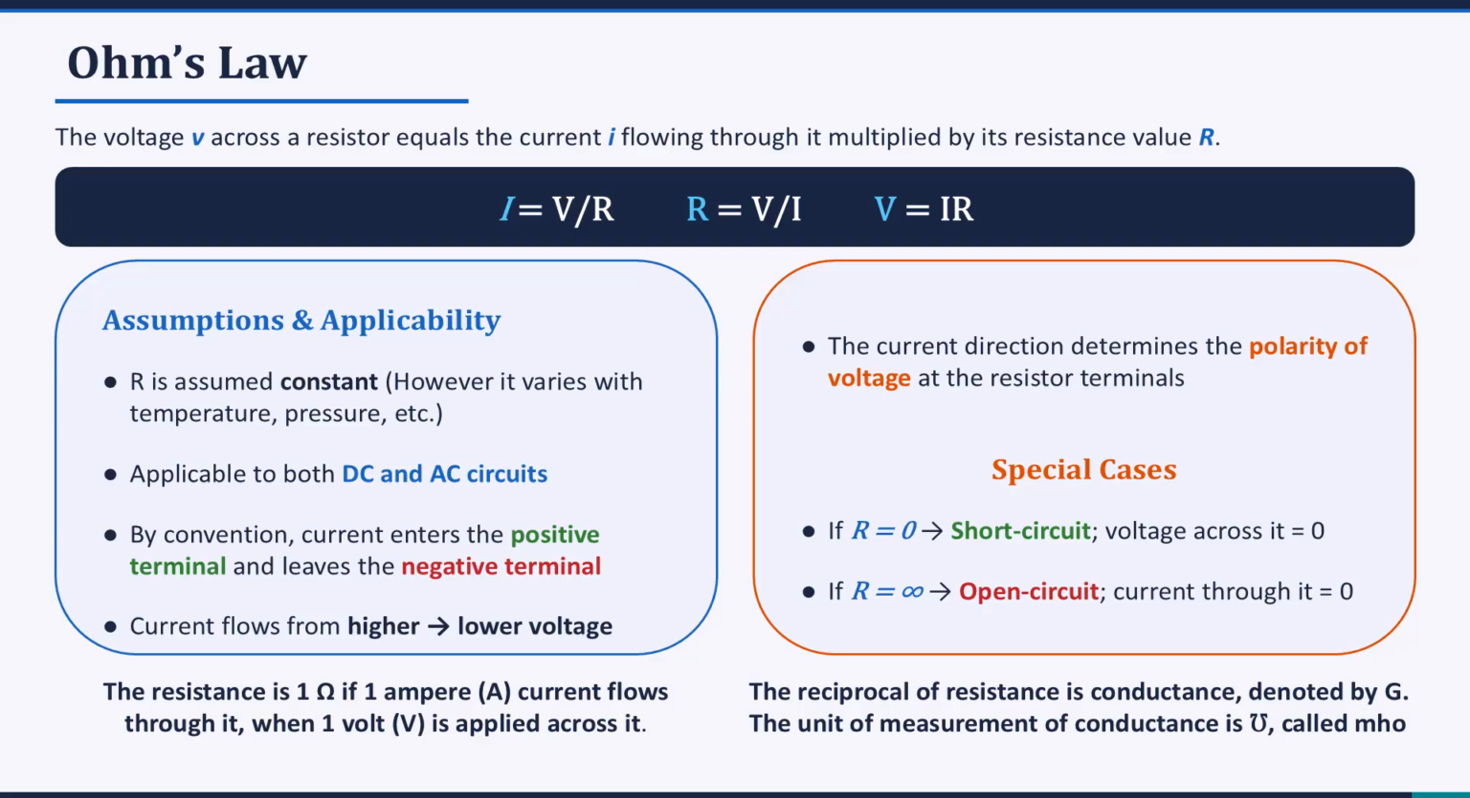Fourth, current always flows from higher voltage to lower voltage. Think of water flowing downhill. Electricity behaves the same way. It always seeks the lower energy level. And now, two very important special cases on the right side. If R equals 0, that is a short circuit, a wire with no resistance. The voltage across it is 0 even if current is flowing through it. If R equals infinity, that is an open circuit. No current can flow at all, no matter how much voltage you apply. These two extremes are your boundary conditions, and you will encounter them constantly in your analysis.